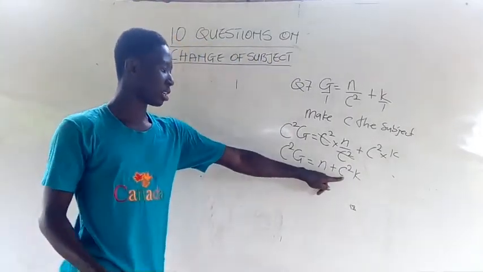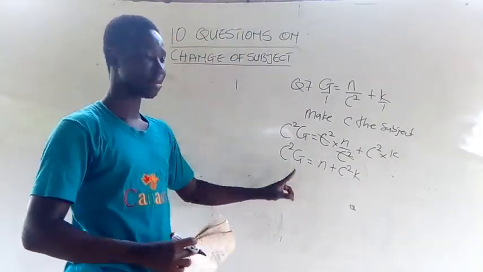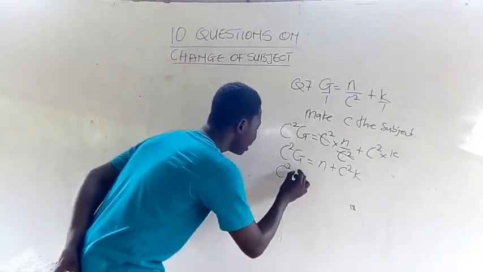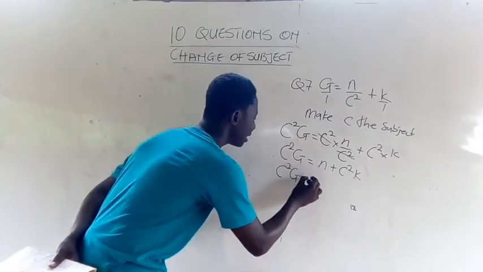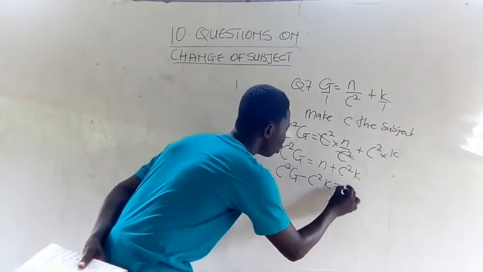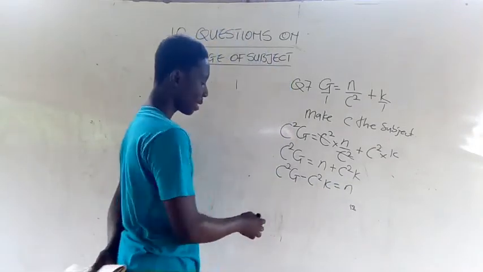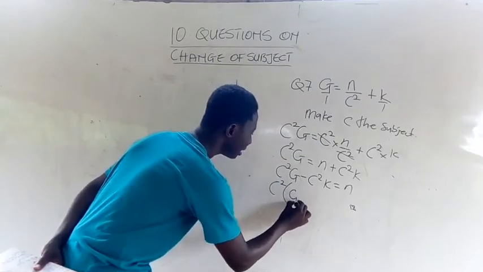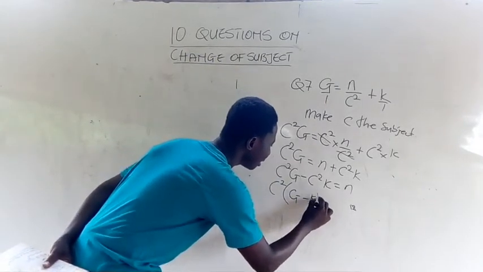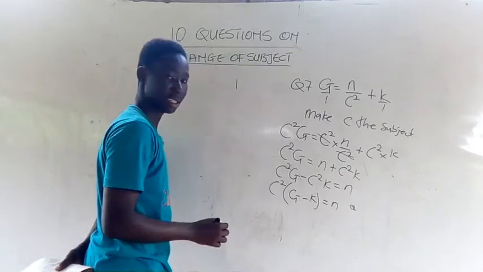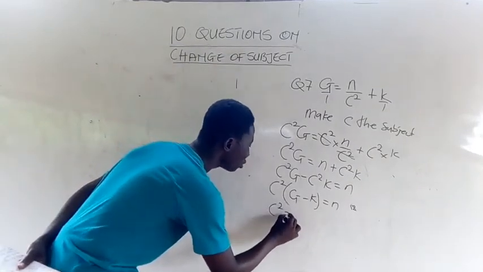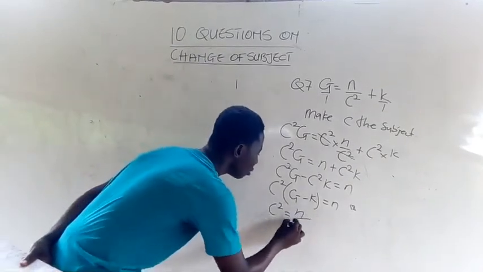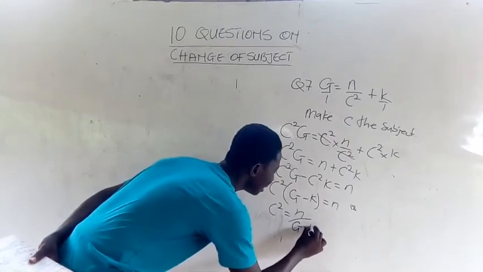Now let's bring this one to this side, looking at like terms. So c squared g minus c squared k is equal to n. Now we take c squared out: c squared times g minus k equals n. So c squared will be equal to n over g minus k.